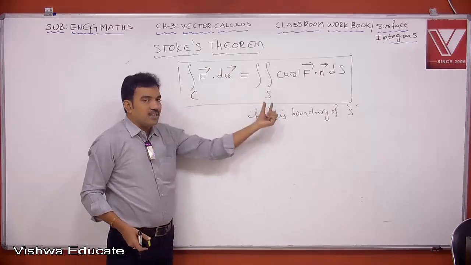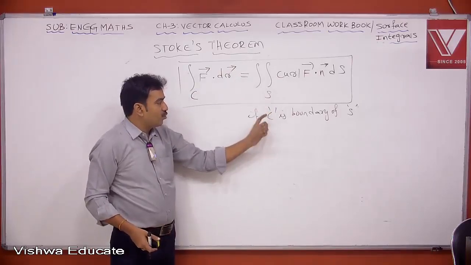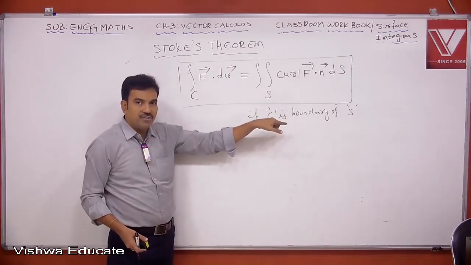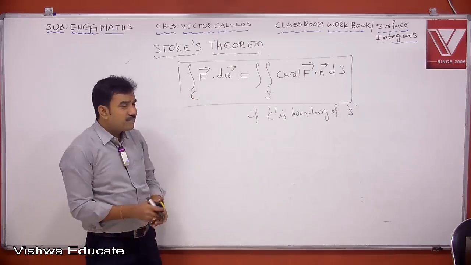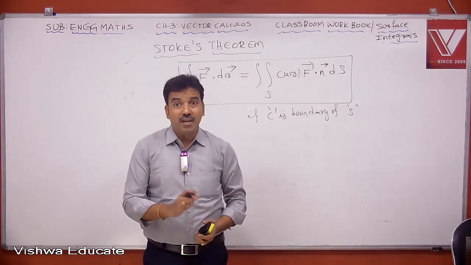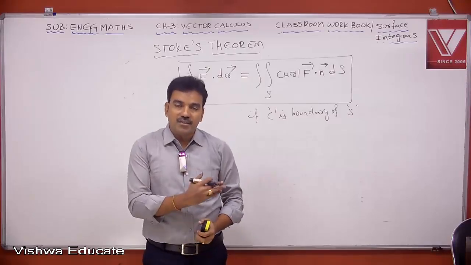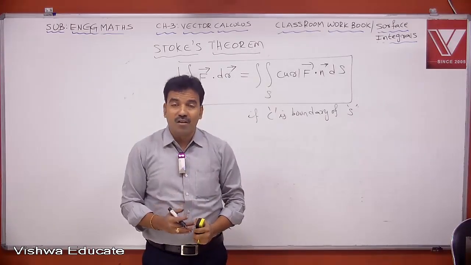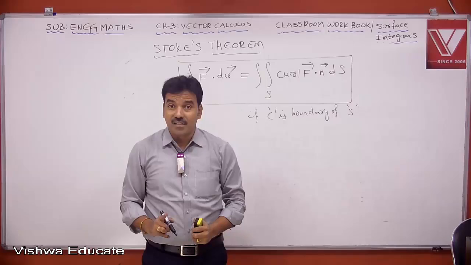This curve C becomes S. So this is true when C is a boundary of surface S. See the magic? When you look at Gauss divergence theorem, there is a connection from surface integral to volume integral. But in case of Stokes theorem, there is a connection among a line integral and a surface integral.